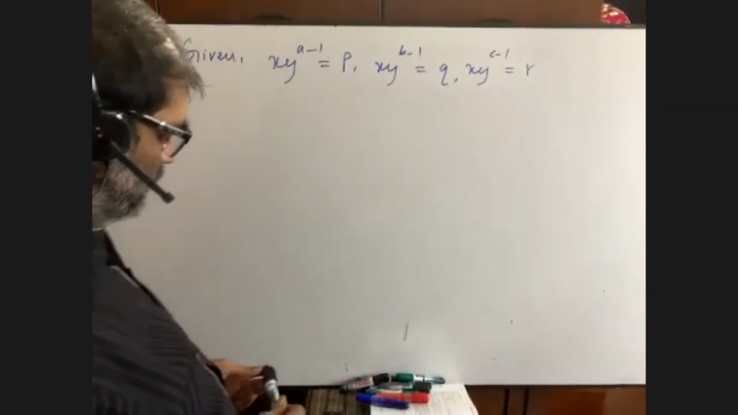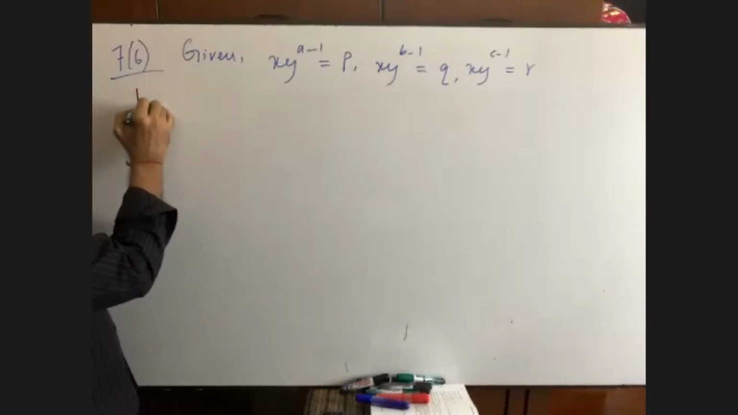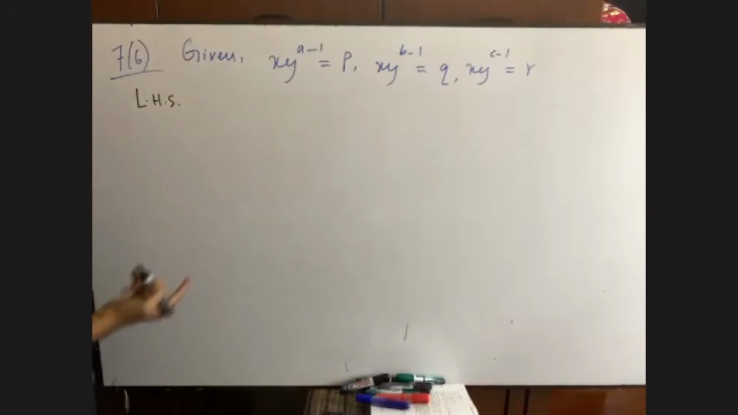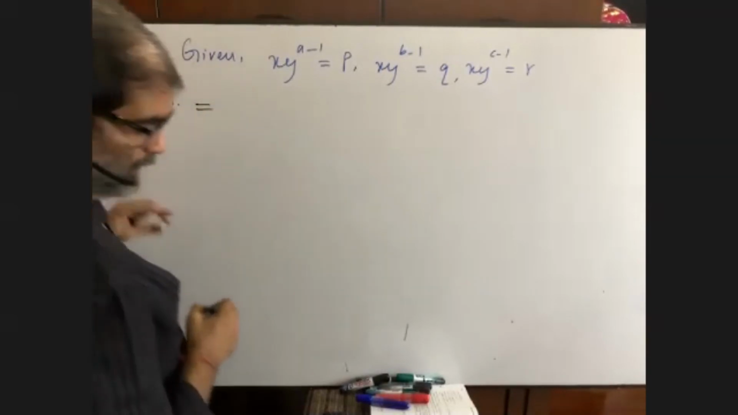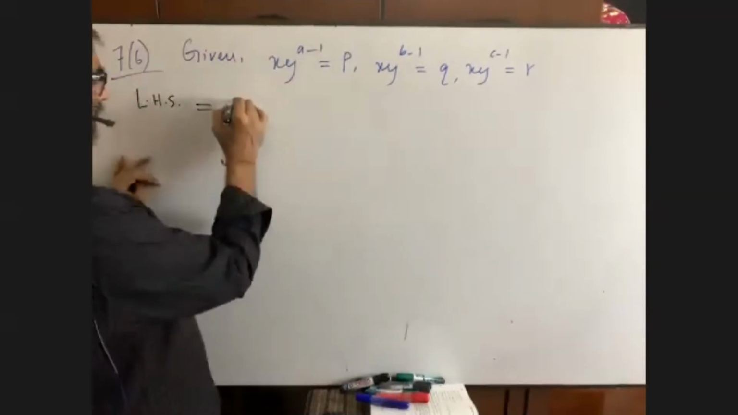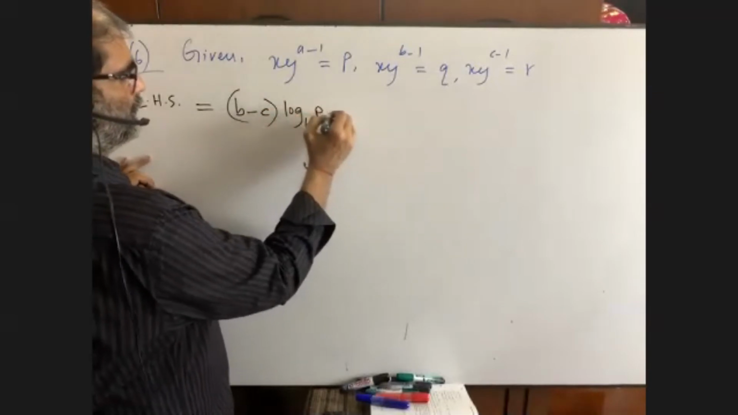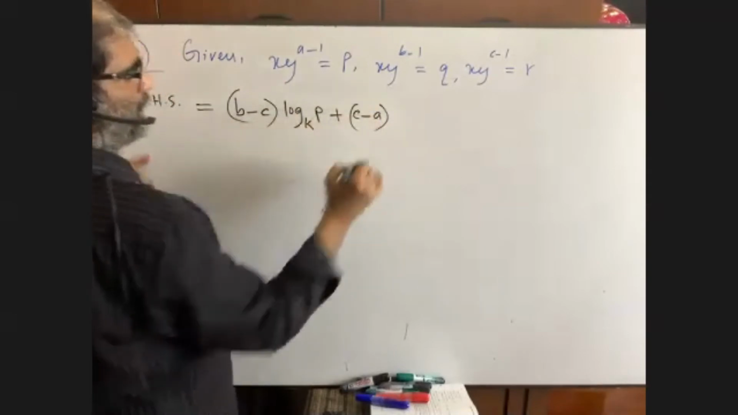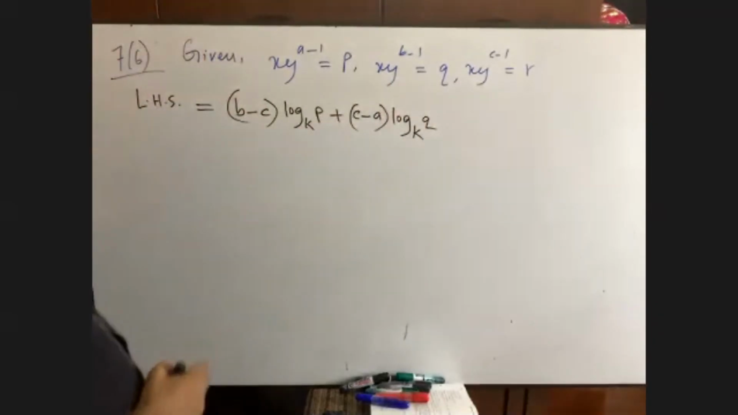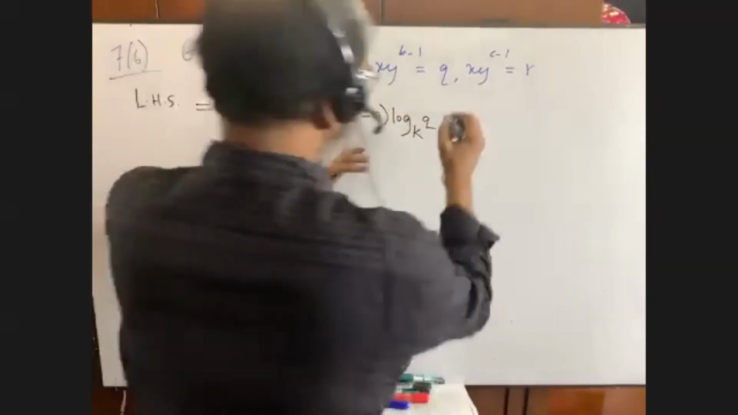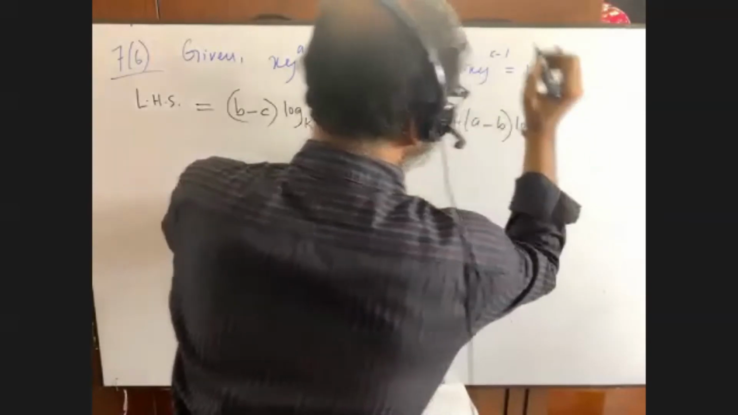It is given. Not a matter, write down left hand side. All of you, please pay attention. Sometimes you may not understand here, but just let me know. Left hand side is equal to (b minus c) log kp plus (c minus a) log kq plus (a minus b) log kr. It is given, okay?